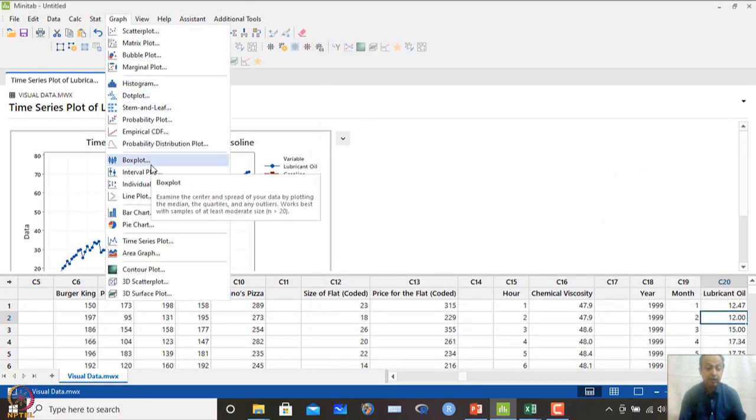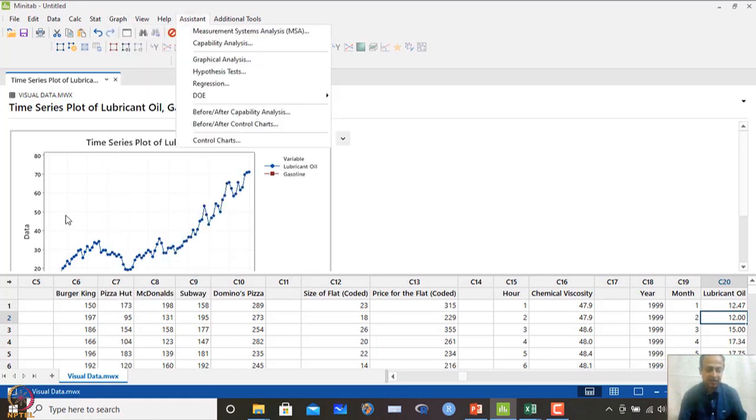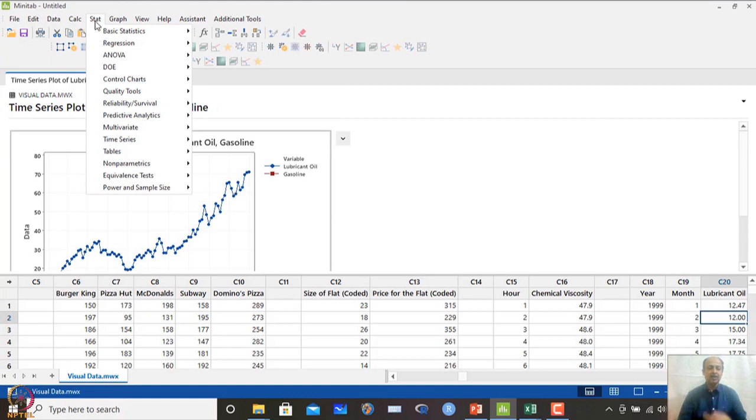In this case, whether both are changing in a similar direction or not is the concern people are raising. One is increasing, the other is increasing, but when one is decreasing, the other is not decreasing. So they are saying that the company is doing some manipulation over here. We want to prove that.